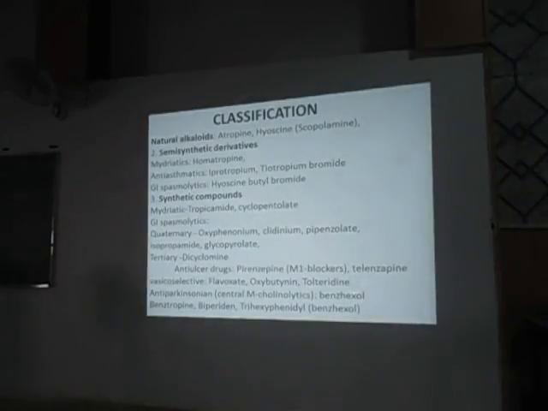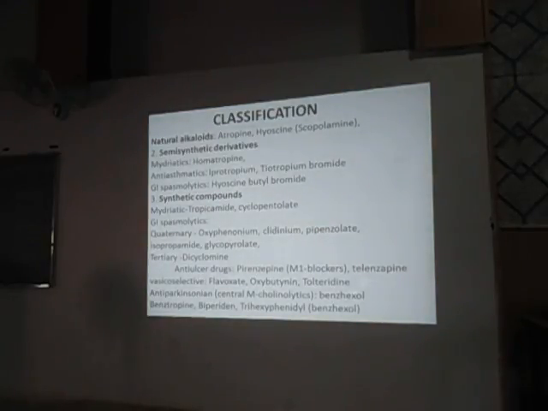So classification of the drugs here, these are anti-muscarinic agents rather than anticholinergic agents. Okay, here we have the natural alkaloids, that is atropine, hyoscine, scopolamine. Then we have the semi-synthetic drugs, that is mydriatics, homatropine, most commonly used for refractive error and also for iridocyclitis. Anti-asthmatics, we have ipratropium, tiotropium bromide. Okay, so ipratropium bromide, tiotropium bromide. These are the drugs which are used in asthma and COPD.